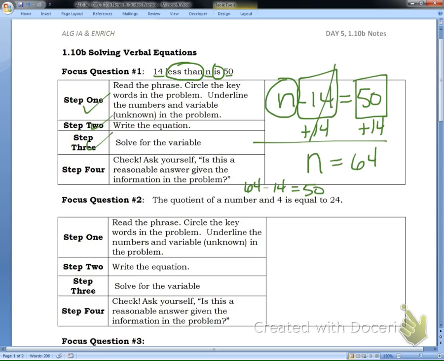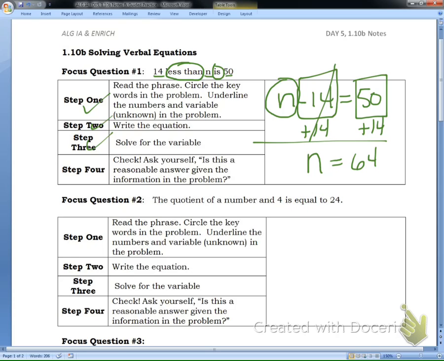Then you simplify the expression on the left. 64 minus 14 is 50, which equals the 50 on the right-hand side of the equation. Therefore, our answer checks. So we're good. Now I'm going to erase a little bit so that we can see the next problem.